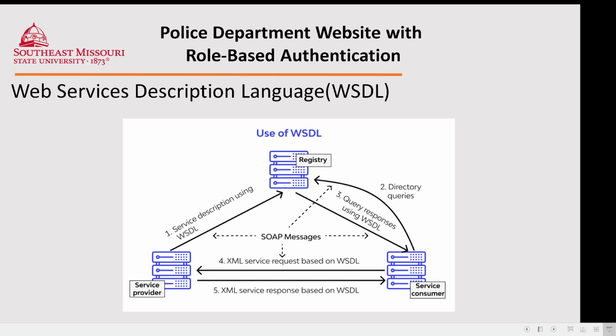WSDL in SOAP is a standardized XML language that defines the interface for web services. It outlines how to communicate using SOAP, which operations are available, and what input-output they require. WSDL stands for Web Services Description Language, and only the clients who have this WSDL file can communicate with these web services.